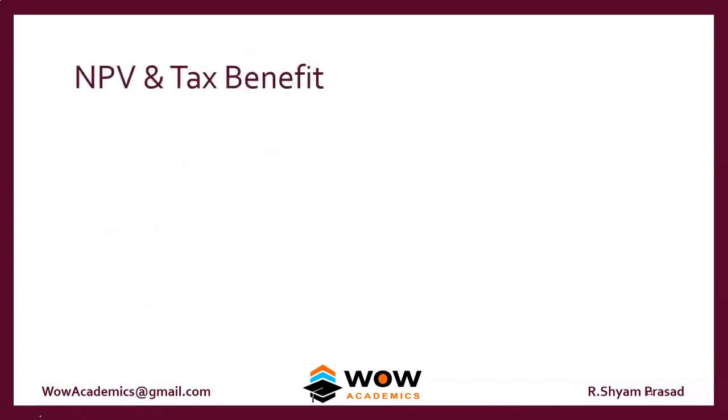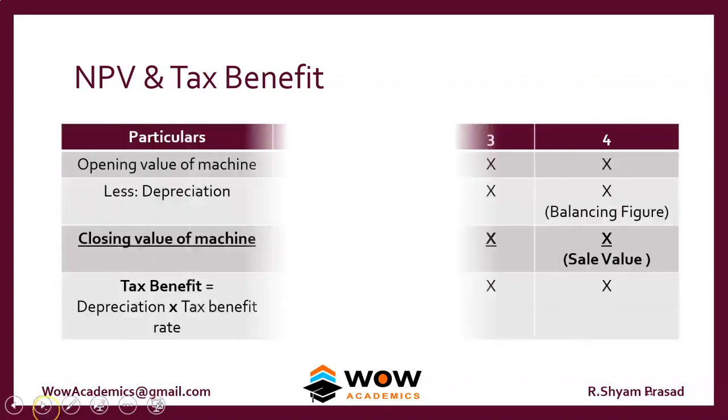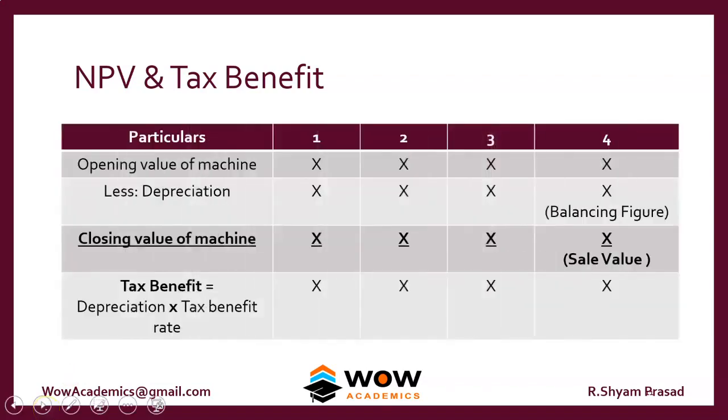So here we look at the NPV and tax benefit. As you have machinery or something, you will have depreciation, and for that depreciation you get some kind of tax benefit. So first you have to compute the depreciation. Then if you multiply the depreciation by the tax rate, you will get the tax benefit. Okay, so that's how it works.